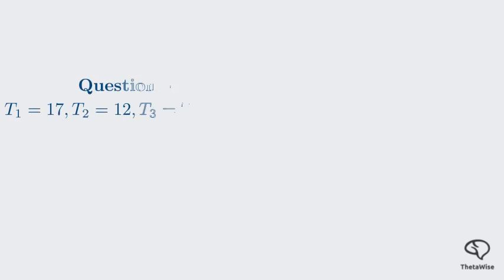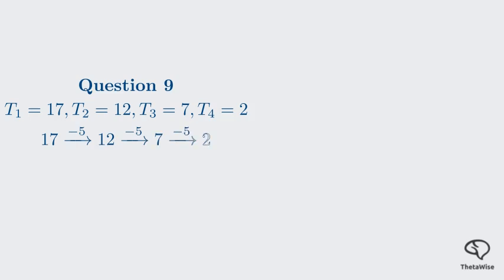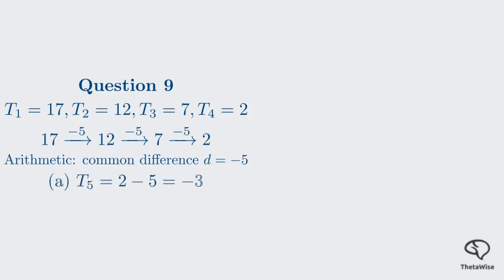For question 9, we have a sequence. Let's look at the difference between terms. 17 to 12 is -5. 12 to 7 is -5. This is an arithmetic sequence with a common difference of -5. To find the fifth term, we subtract 5 from 2, giving us -3.